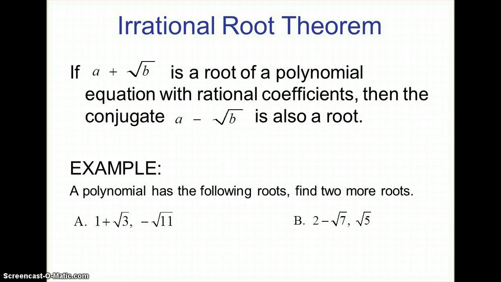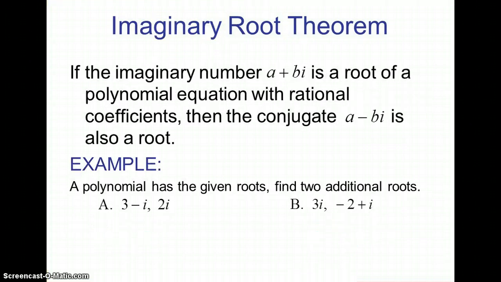So down here, this is really pretty simple. If I know that 1 plus the square root of 3 is a root, then I also know that 1 minus the square root of 3 is going to have to be a root. As well, if I know negative square root of 11 is a root, then I know that positive square root of 11 is also a root. Okay, so over here, very simple. 2 minus the square root of 7 gives me 2 plus the square root of 7, and square root of 5 gives me a negative square root of 5. Just make sure to keep that negative on the outside of your square root sign there.